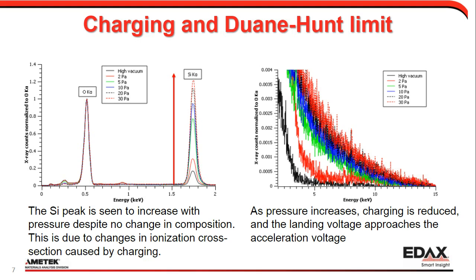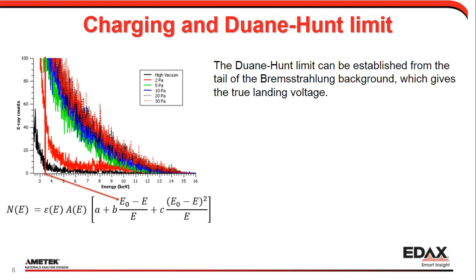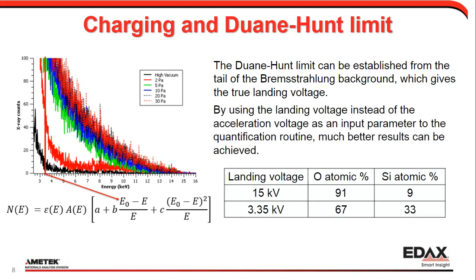As we move up in pressure, you can see this background tail moves further to the right, moves further towards 15 kilovolt, and your silicon peak corresponding. So we know what the Duane-Hunt limit is supposed to be, and we can establish that by looking at this tail of the background. So here I can establish my E0 roughly by drawing the red line we have here. And in this case, the landing voltage is supposed to be 15. That's what we put down through the electron column. But because of the charge buildup of the sample, in reality, it's closer to 3.3.